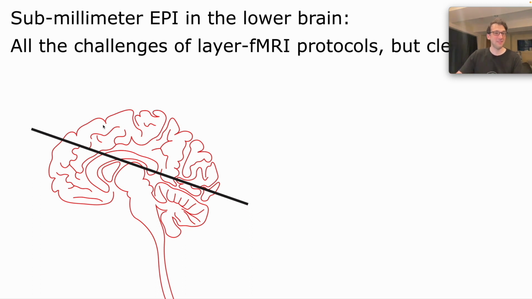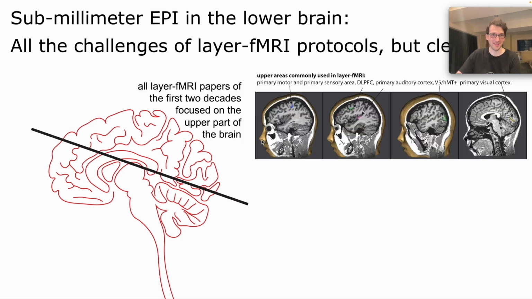So common areas that are being used in layer-dependent fMRI in the top half are things like the primary motor cortex or DLPFC cognitive areas, primary auditory areas just at the border here, or primary visual areas just above the line over here, or motion sensitive areas like V5/MT and so on.